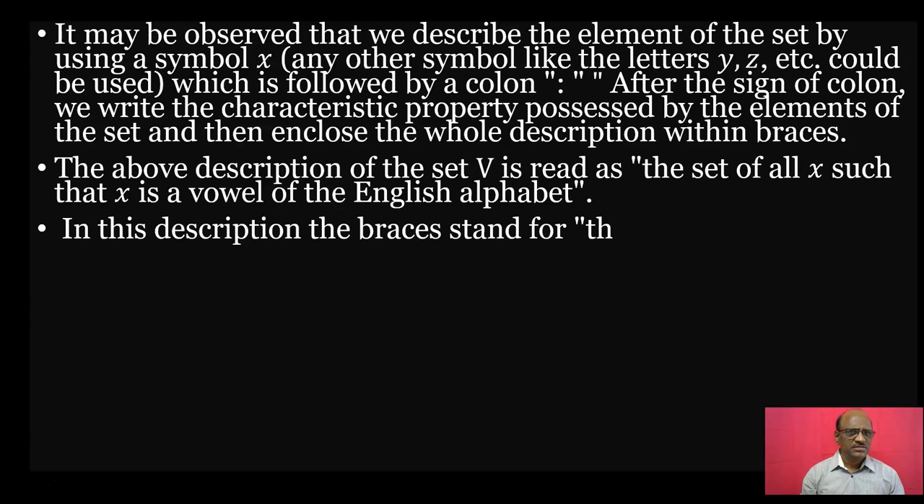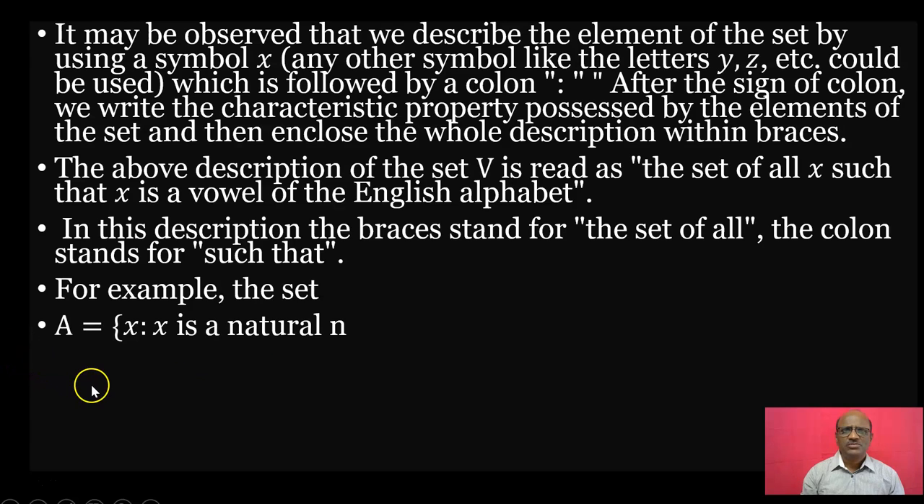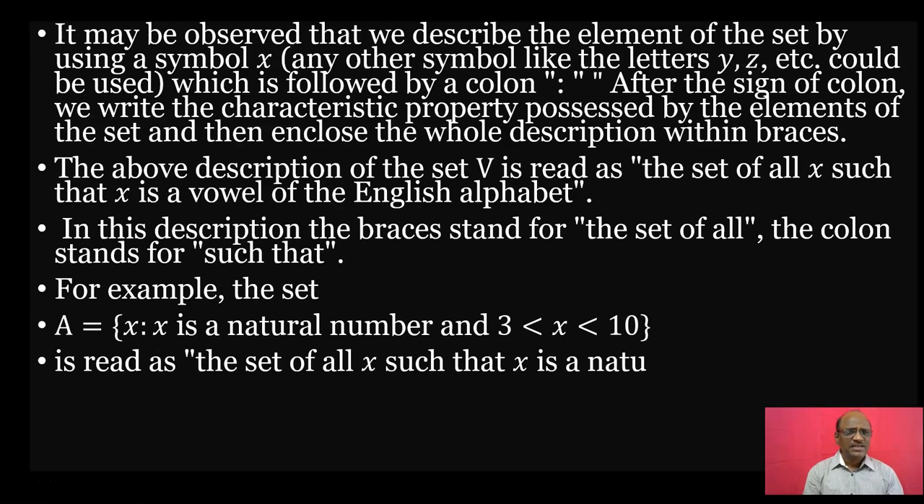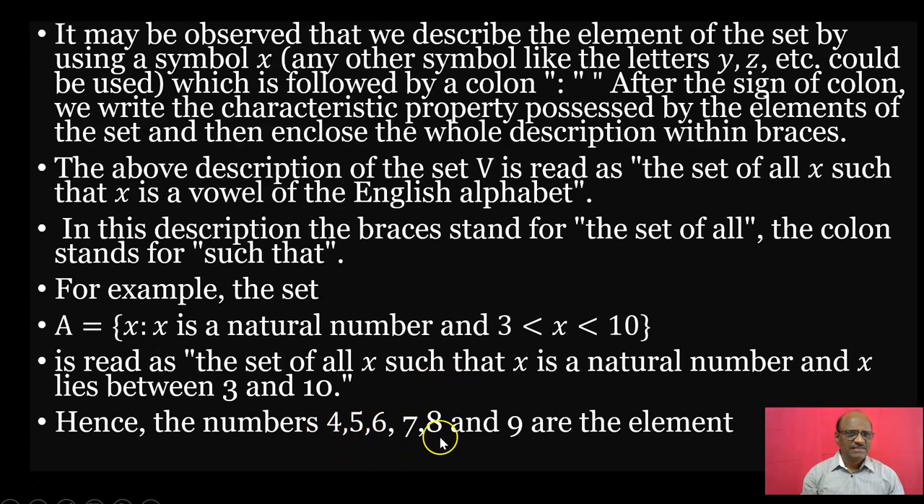In this description, the braces stand for the set of all. The colon stands for such that. For example, the set A = {x : x is a natural number and x lies between 3 and 10} is read as the set of all x such that x is a natural number and x lies between 3 and 10. It's very simple. Hence, the numbers 4, 5, 6, 7, 8 and 9 are the elements of set A.